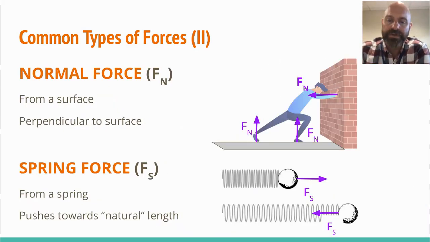The normal force, capital F, subscript N, is from a surface. And so if we go back to our example of the man pushing on the wall, there's actually 3 different normal forces. The force of the wall pushing back on the person, and then each foot feels a normal force pushing up from the ground. These forces are always perpendicular to the surface, which, if you remember your geometry, is what normal means in this case. Perpendicular to a surface.